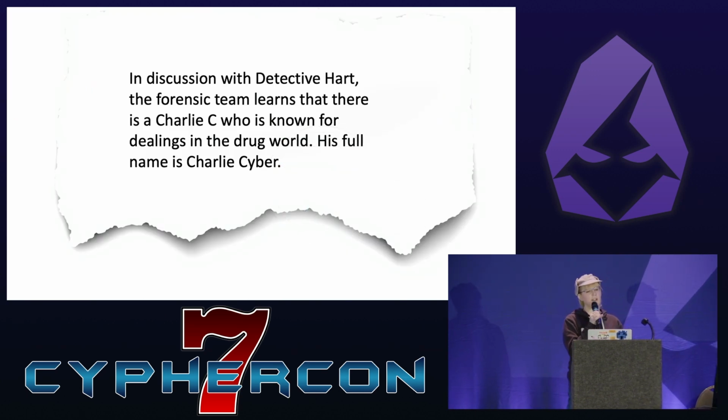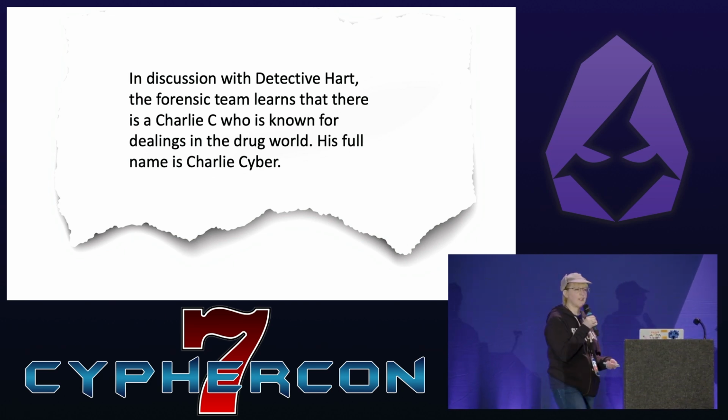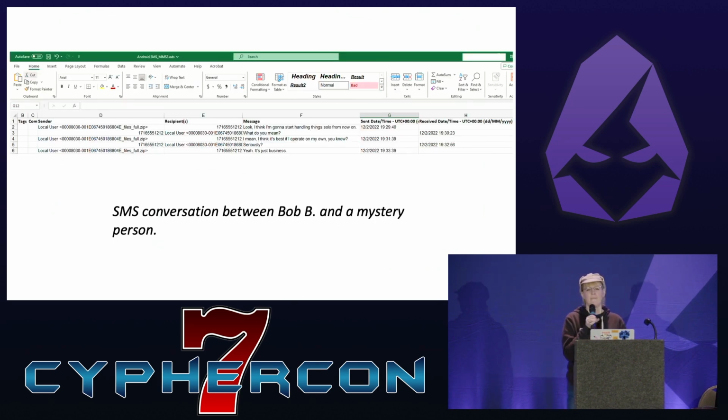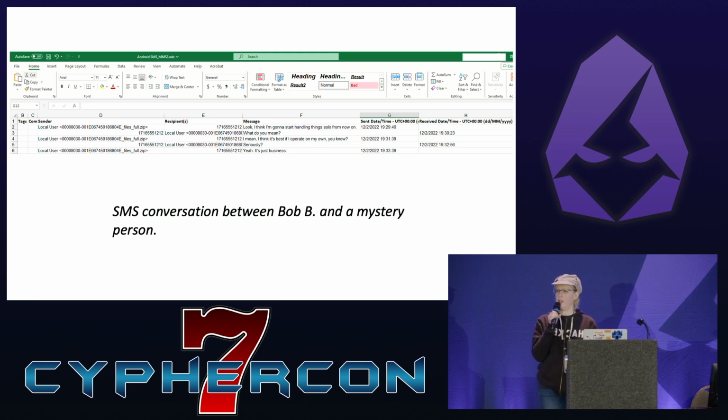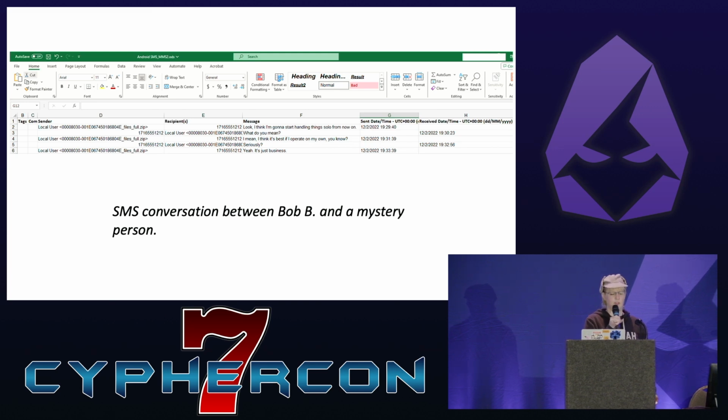So in a discussion with Detective Hart, the forensic team learns, gee, there's a Charlie C. who is known for drug dealings. And his real name is Charlie Cyber, because of course it is. Agent Thompson, if you remember, was the one looking at the cell phones. He finds another text conversation between Bob and someone else, but we don't know who the someone else is. And he really didn't think it was important. But since this case is going in another direction, he figures, what the heck? And he asks PD to look into it and find out who owns this other phone number.